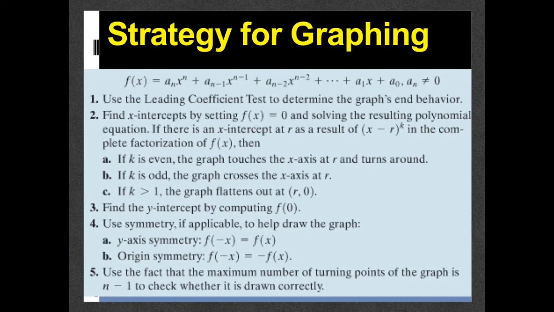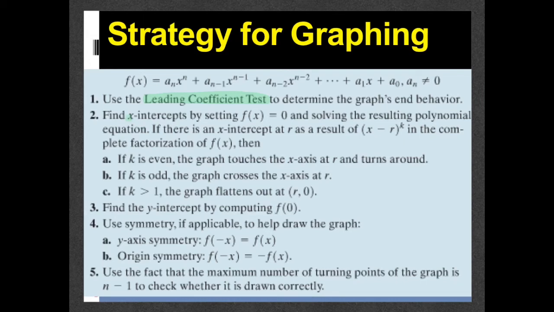Okay, so we're gonna just wrap it up, put it all together. This is your strategy for graphing these by hand. So no longer are we gonna do it with the graphing utility, we're also gonna do it by hand. The first thing you want to do is use your leading coefficient test to figure out your end behavior. So remember, this is if your exponent is even and positive, then they both point up. Even and negative, they both point down. Odd and positive, it rises right, falls left. And odd and negative, it rises left and falls right.